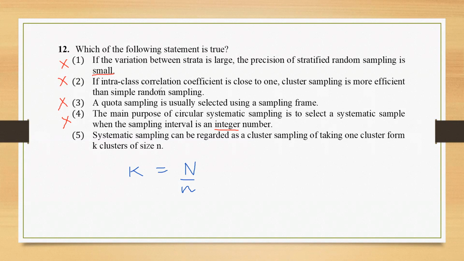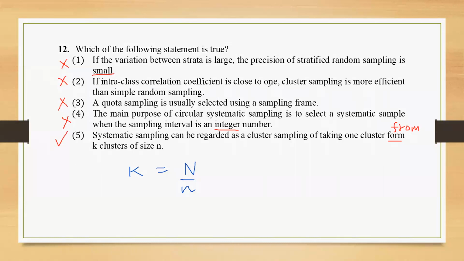Anyway, let's consider that one also. Systematic sampling can be regarded as cluster sampling of taking one cluster, here not from, should be from, right? Should be from. So it is a typo. So systematic sampling can be regarded as a cluster sampling of taking one cluster from k clusters of size n. So it is correct. It is correct, right?